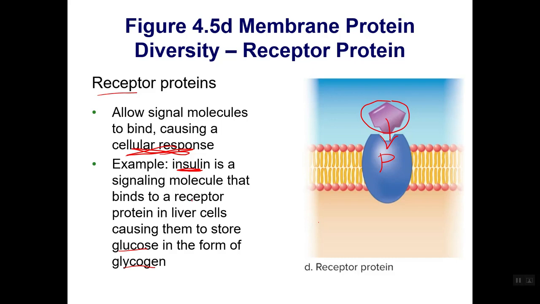It's stored in plants. So here, in this case, the whole reason that happens is in response to insulin binding to a receptor protein that then tells the liver to store glucose in the form of glycogen. So the key here, receptor proteins, you get a cellular response. Something happens because of that binding.